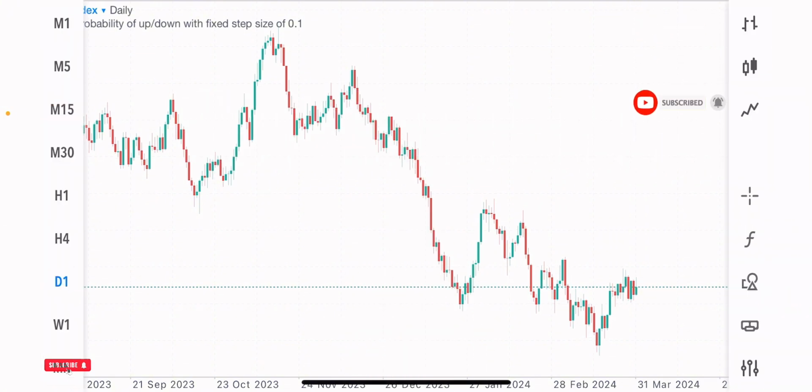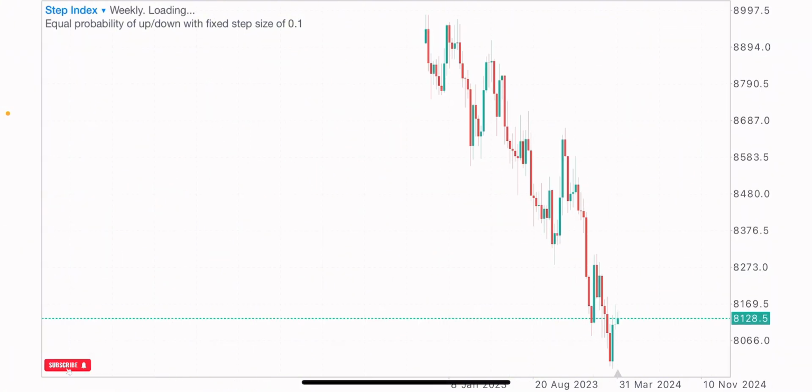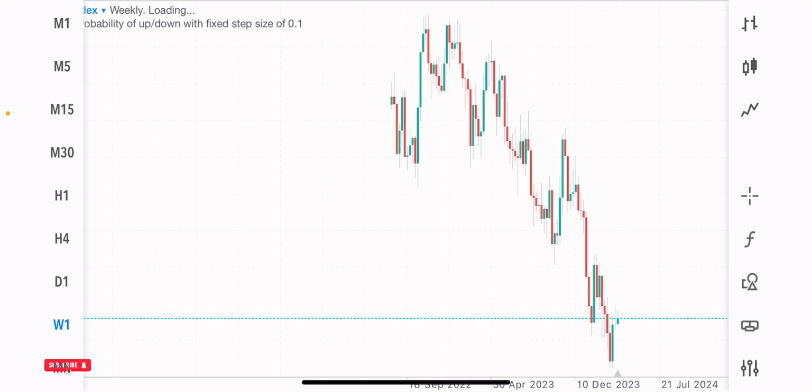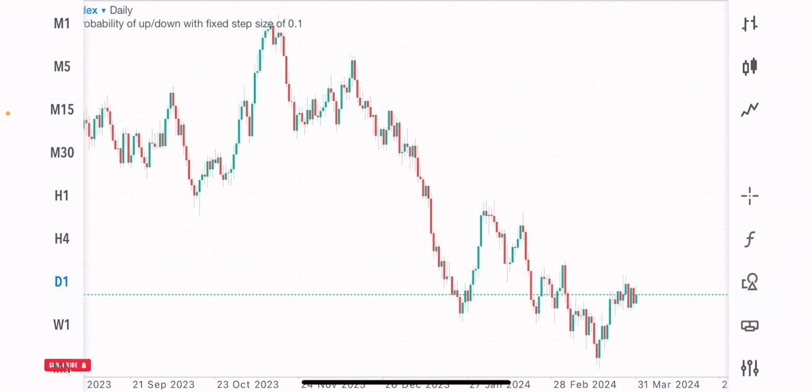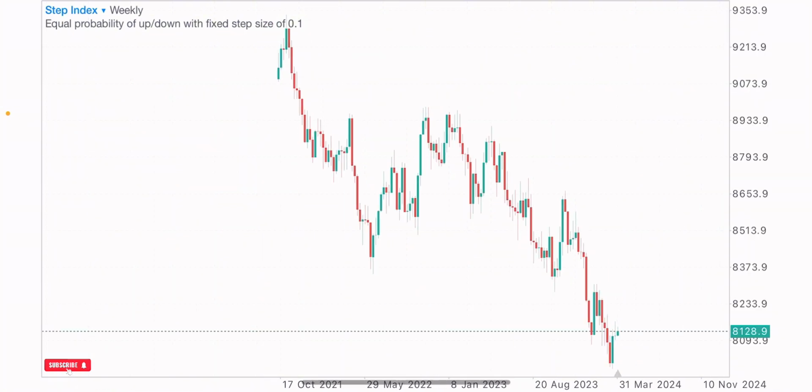Basically, I've been analyzing from a higher time frame down to a lower time frame. This higher time frame can be the weekly time frame, the monthly time frame, or the daily time frame. So I want us to analyze starting from the weekly time frame.